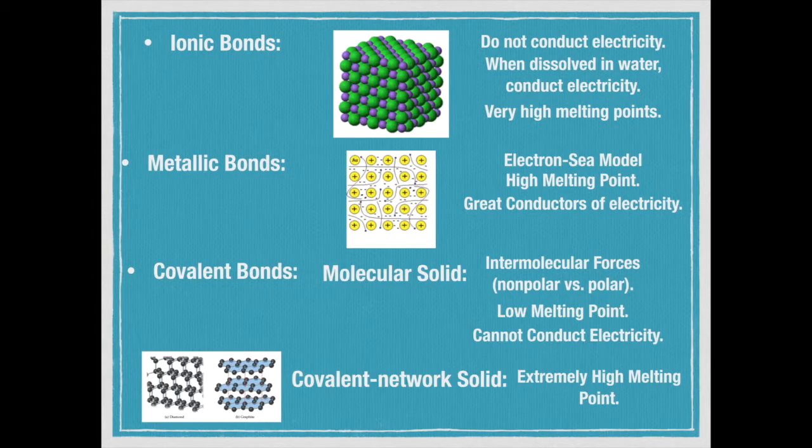So if we're comparing melting points, covalent network solid has the highest, followed by ionic, followed by metallic, and then followed by covalent. As far as conducting electricity, metallic is the one that conducts electricity as a solid.